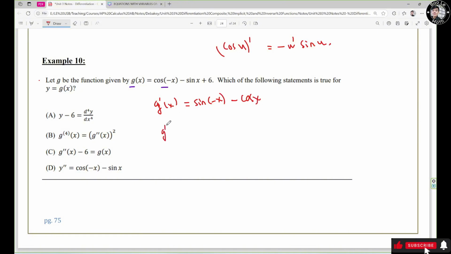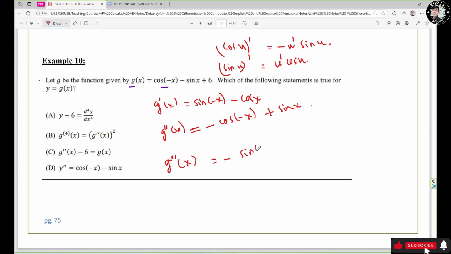Now g double prime of s. Derivative of sine u is going to be u prime cosine of u, right? So u is negative s, derivative of this one is going to be negative 1, right? So negative cosine of negative s. Derivative of cosine s is going to be negative sine s, right? So it could be plus sine s, right? Next, g triple prime of s is going to be negative sine of negative s, right? And plus cosine s, right?